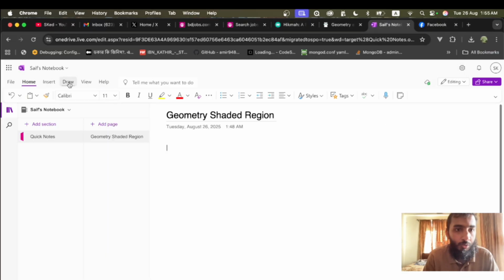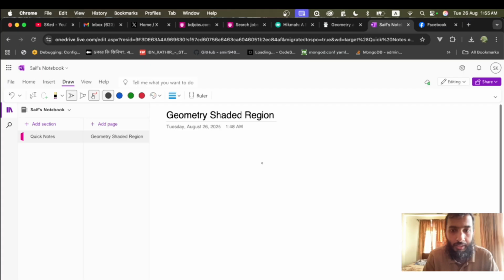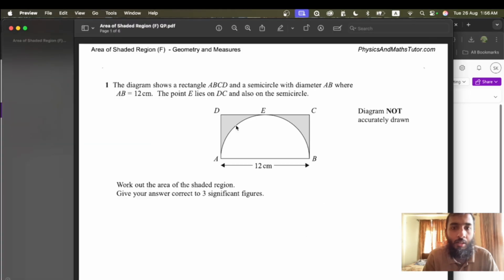Using my pen tool, let's say the area of the rectangle is AR. The area of the rectangle is length multiplied by width, so the length is 12 and the width is 6, so this is 72. This is the area of the rectangle, this whole thing.